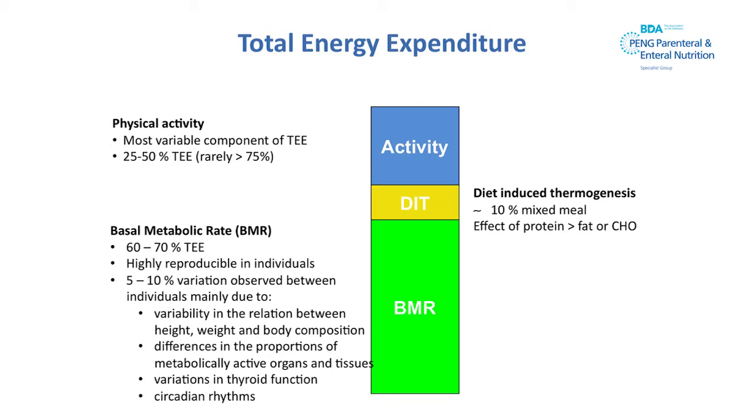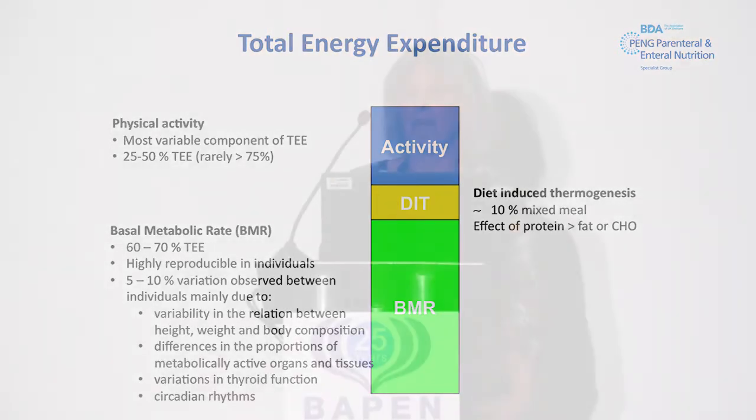It's highly reproducible within individuals, so I know I've had mine measured several times, and mine's about 1,450 calories per day. But you do get 5 to 10% variation between individuals due to variability in their body composition, their age, and differences in proportions of metabolically active tissues and organs. You also get some variation due to thyroid function. And certainly if you look in a lot of notes of older people, there's a huge amount of hypo and hyperthyroidism going on. And also your variation in energy expenditure is diurnal. At night when you're asleep, your energy expenditure is lower than your BMR.